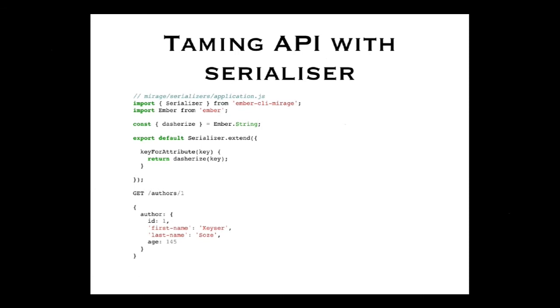Like, expect that your backend has all of its keys dasherized, not camel case or not underscored, but dasherized. So it provides you with the serializer, same like Ember Data has its serializers. So you can change and modify the data that comes from the server, from your mocked server in this case, modify it somehow, and pass it to your application.